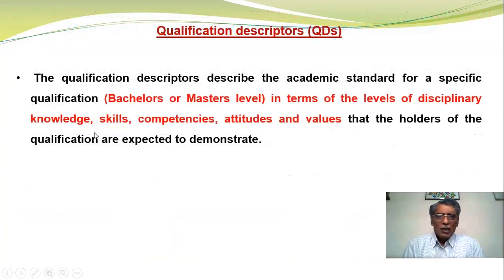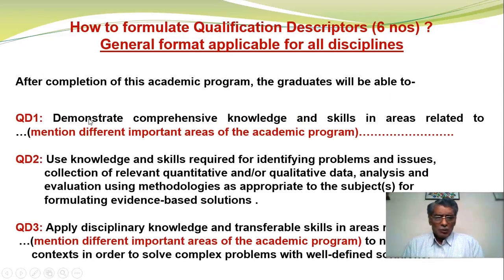Then I shall explain in detail what we mean by qualification descriptors. The qualification descriptors describe the academic standard for a specific qualification, bachelor's or master's level, in terms of the levels of disciplinary knowledge, skills, competencies, attitudes and values that the holders of the qualification are expected to demonstrate at undergraduate level or postgraduate level. Now, how to formulate the qualification descriptors?